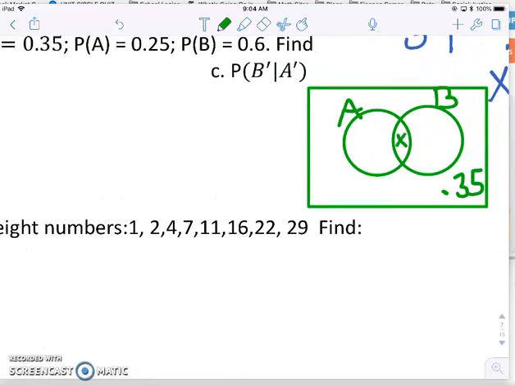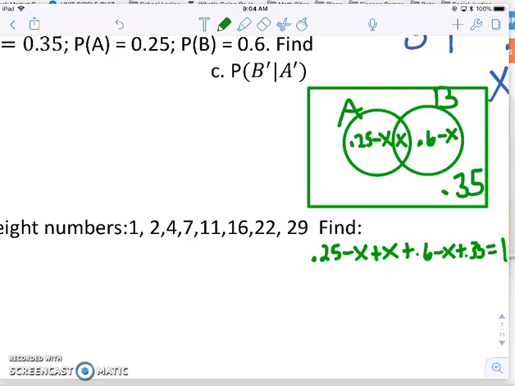And then we don't know this, so we can do x. So 0.6 minus x, 0.25 minus x. So if we add all these together again, so 0.25 minus x plus 0.6 minus x plus 0.35, that's our total of 1. So we have 1.2 minus x equals 1. So x has to be 0.2. So if we put these in here, we have 0.2, this would be 0.4, 0.25 minus 0.2, 0.05.